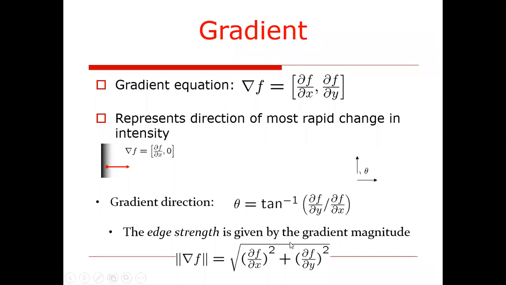The edge strength is given by the gradient magnitude. The formula is del f upon del x square plus del f upon del y square. After adding these two quantities, we take the square root. So it becomes the edge strength that is denoted by this formula.